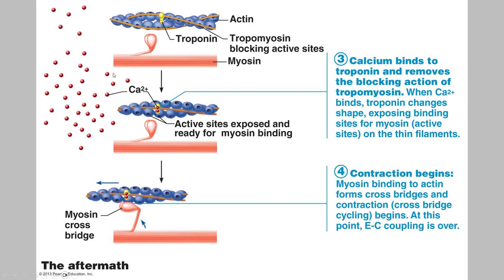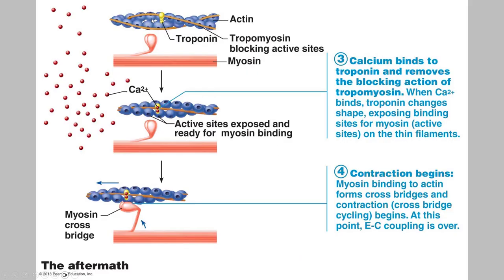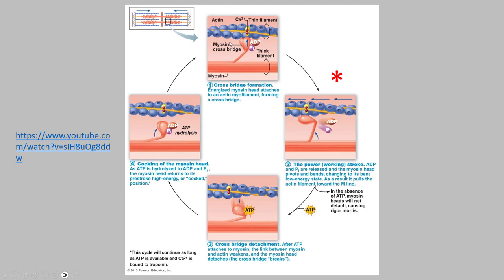So we have our cross bridge formed, and it is formed because there is calcium present inside the cell. What happens at this level once we form a cross bridge that allows a contraction to happen? Here we go. We're going to start at the top. There's our ADP and our inorganic phosphate. Here is our cross bridge. So we are picking up right where we left off. Again, nothing. All of a sudden it's exposed because of calcium. Cross bridge forms. And that's where we pick up here at number one.